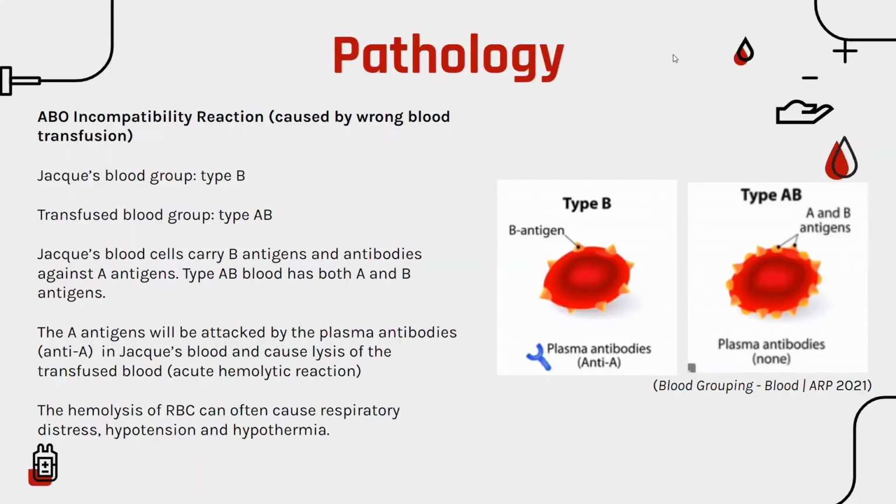In Jack's case, his blood group is B positive, but he was given AB positive blood for blood transfusion. Jack's blood cells carry B antigens and antibodies against A antigen. AB positive blood has both A and B antigens. When the AB positive blood is introduced into his body, the A antigens will be attacked by plasma antibodies in Jack's blood, as the A antigens are served as foreign objects in Jack's body. This causes the lysis of the transfused blood. Eventually, ABO incompatibility can cause respiratory distress, hypotension, and hypothermia.